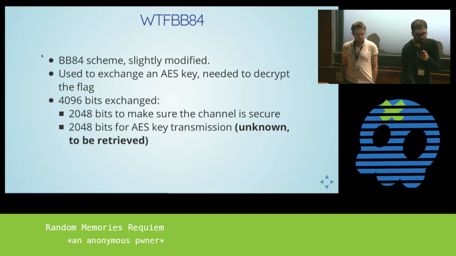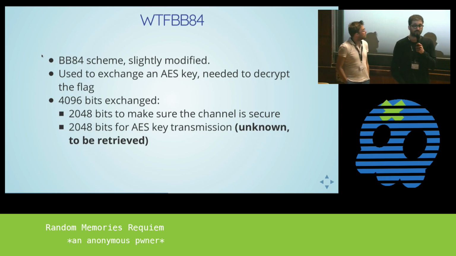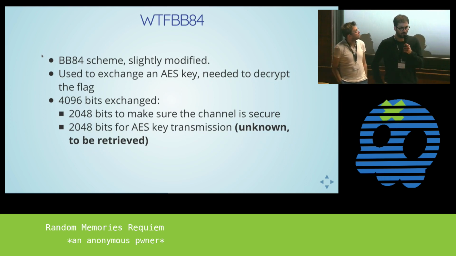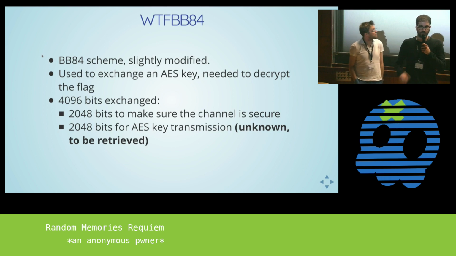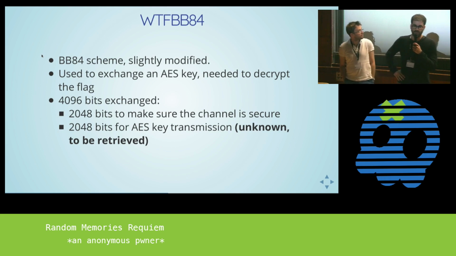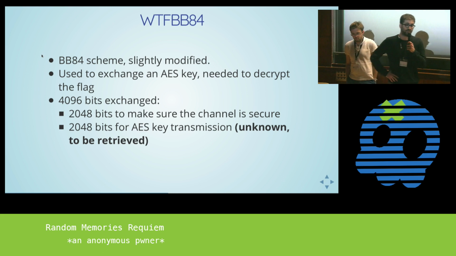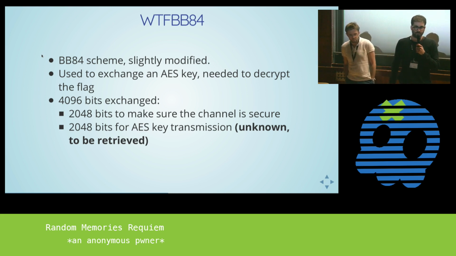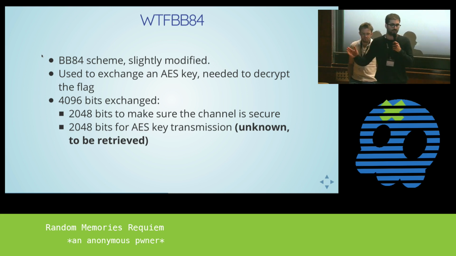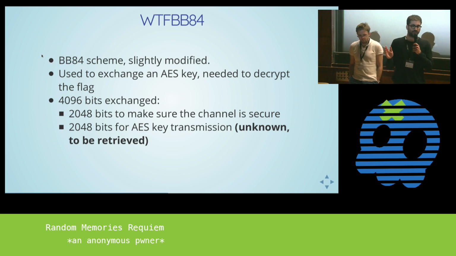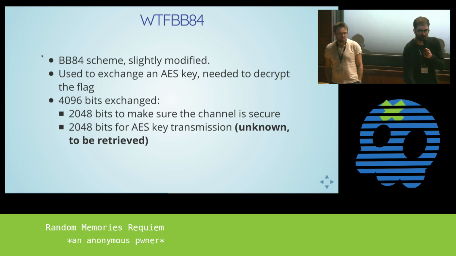So the challenge is actually the BB84 scheme, which was the first scheme designed for quantum key exchange, and it's used to exchange an AES key, which is needed to decrypt the file, which is a flag. So many bits are exchanged. The first ones are sent to make sure the channel between Alice and Bob is secure, and the other ones are the ones which contain the AES key transmission, and we don't have them. We have to guess them. So we'll see after how to do this.